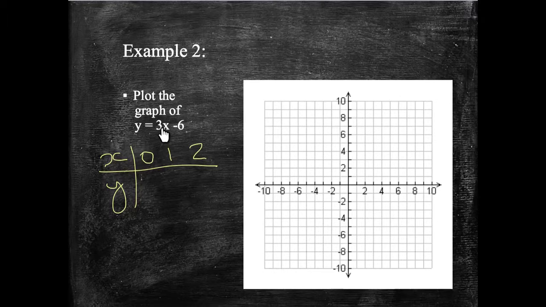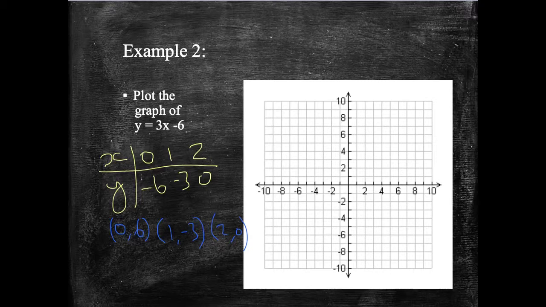That means 3 times nothing is 0. Take away 6, I've got minus 6. When x is 1, 3 times 1 is 3. 3 take 6 is minus 3. And when x is 2, 3 times 2 is 6. Take away 6, I've got 0. And I've got 3 coordinates. I've got the coordinate coming from this pair here, which is going to give me 0, minus 6. I've got another coordinate 1, minus 3, and a third coordinate 2, 0.